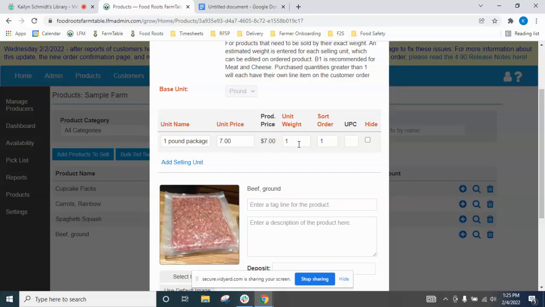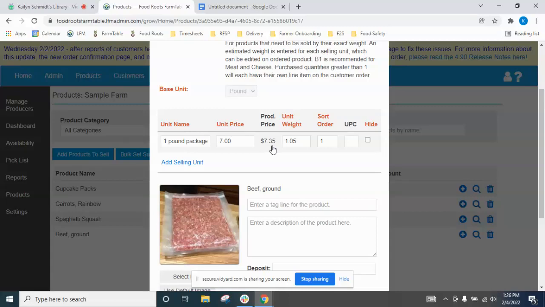If we leave this as 1, when a customer logs in and looks to purchase, it's going to show the product price as $7. But if our ground beef ranges from 0.95 to 1.05 pounds, we want to adjust this unit weight to give a better idea of how much this product could cost. So we put it at the high end, and in this case, 1.05 pounds. What that's going to do is adjust the product price. So when a customer logs in and they see a 1-pound package of ground beef, they'll see that it's $7.35.